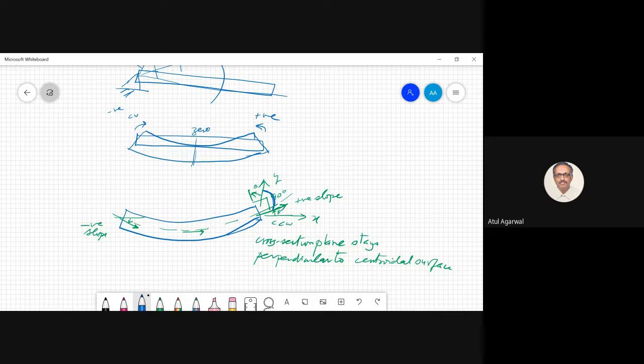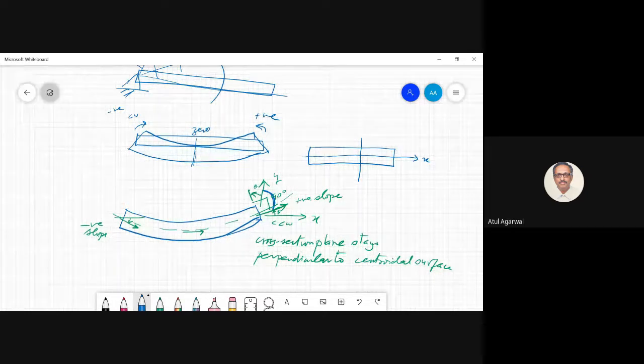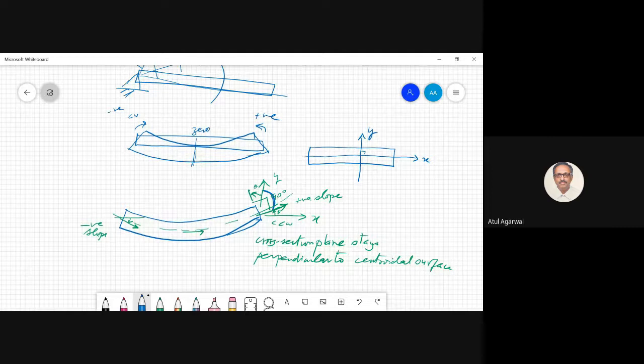You see, initially your beam was like this. This was your cross-sectional plane. This was your centroidal surface. So this was my x direction, this was my y direction. So this angle is 90 degrees. After deformation also, your x-axis has moved like this, your y-axis has moved like this. So again, they maintain their 90-degree angle. So that is why you say gamma xy is 0. Shear strain is 0.